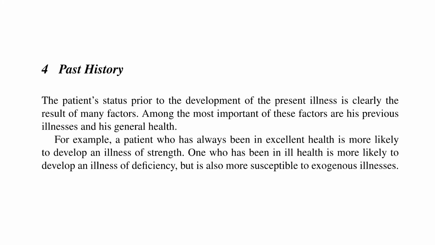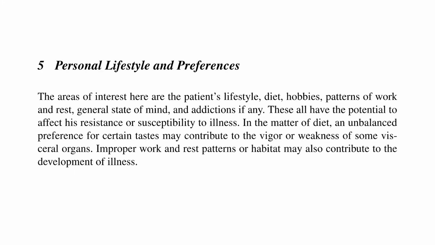Number 5, personal lifestyle and preferences. The areas of interest here are the patient's lifestyle, diet, hobbies, pattern of work and rest, general state of mind, and addictions, if any. These all have the potential to affect his resistance or susceptibility to illness. In the matter of diet, an unbalanced preference for a certain state or certain taste may contribute to the vigor or weakness of some visceral organs. Improper work and rest patterns or habits may also contribute to the development of illness.